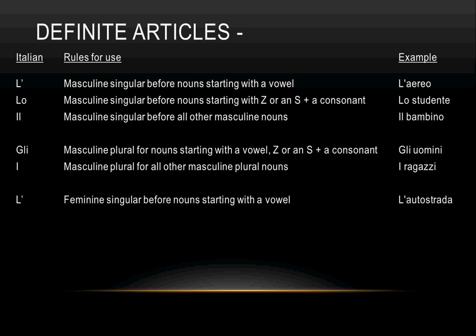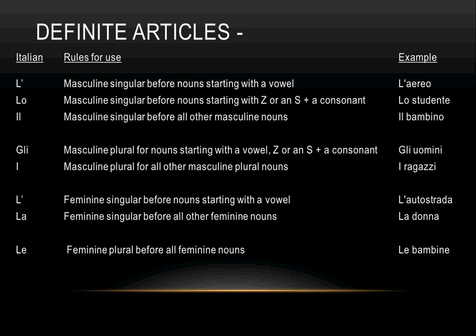Now, the feminine nouns are much easier to deal with when it comes to definite articles. For feminine nouns starting with a vowel, as I mentioned above, use l'. So, autostrada would be l'autostrada. All other feminine singular nouns get la, as in la donna, or la bambina, or la casa. And finally, all feminine plural nouns get le, as in le bambine, or le donne.